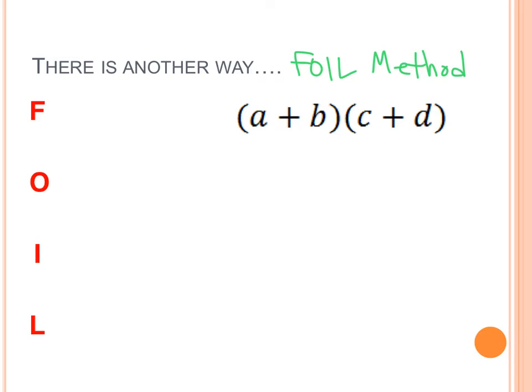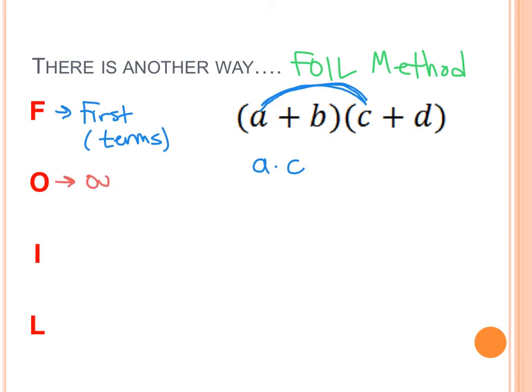Now the FOIL is just kind of an acronym, and the first letter of this acronym would be F, which stands for the first. What that really means is I'm looking at the first terms of these two binomials, and I'm going to multiply them together. So I'm going to take A and I'm going to take C and multiply them together. Those are my first terms in both of those binomials. So A times C.